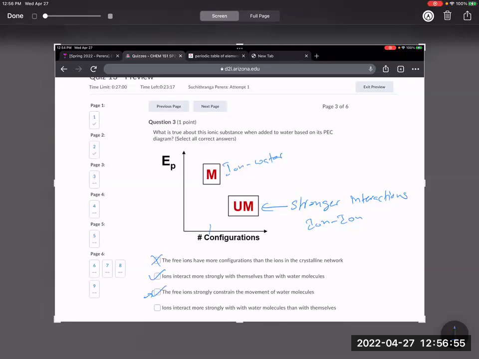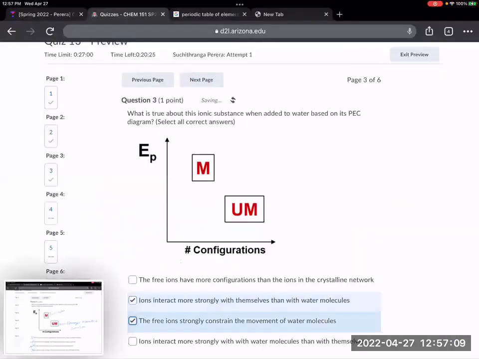Ions interact more strongly with water molecules. That is incorrect. We know the ion-water interactions are weaker because the mixed state has a higher potential energy. Now, the correct answers are options B and C. Okay, let's select them.